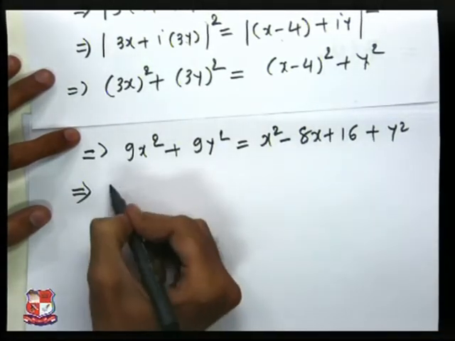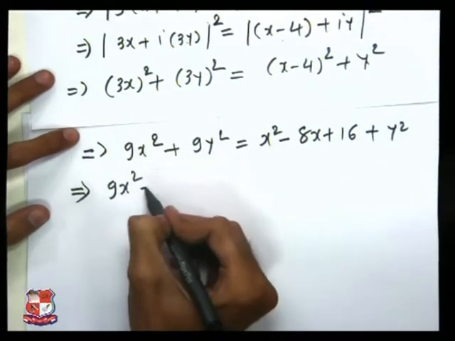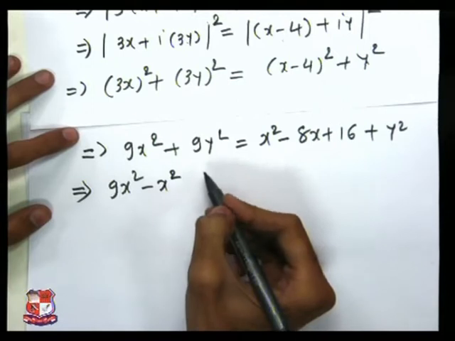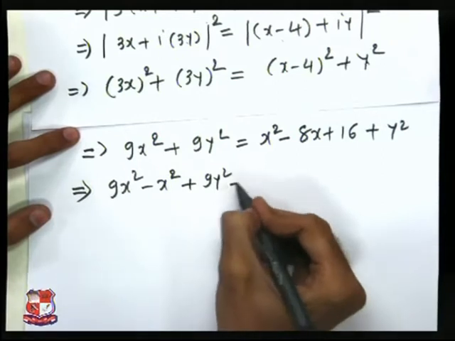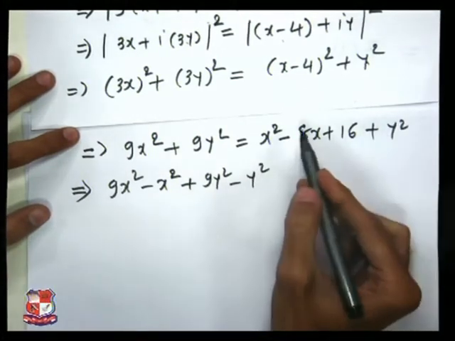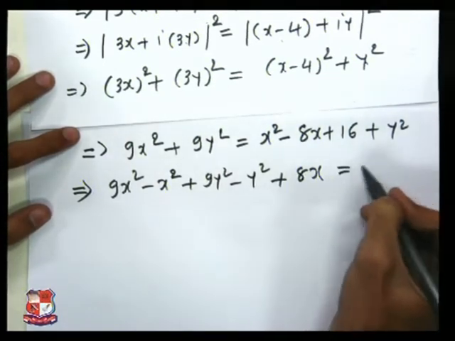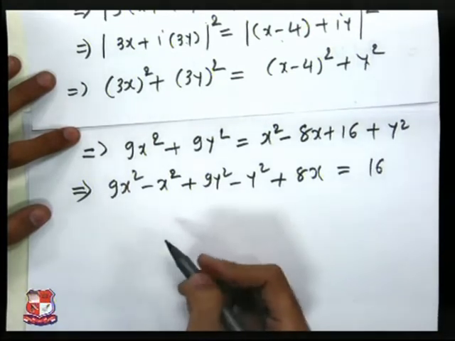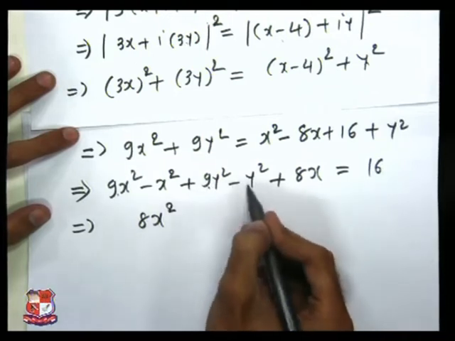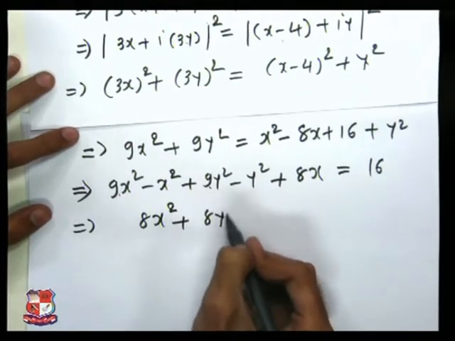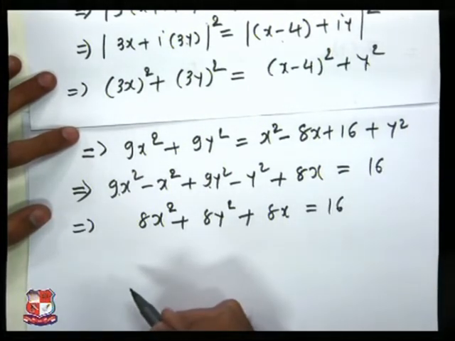if I take 9x² here, then this is plus x², this comes to this side, so this is minus x², plus 9y² from here, this is minus y² from here, and this is minus 8x, so this is plus 8x here, is equal to 16. Okay, right? So I will get 9x² minus x² that is 8x², 9y² minus y² that is plus 8y², plus 8x that is equal to 16.